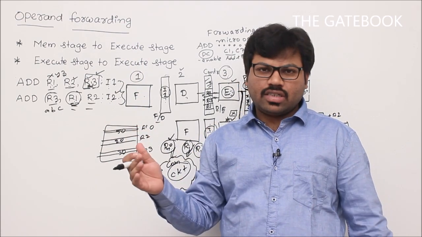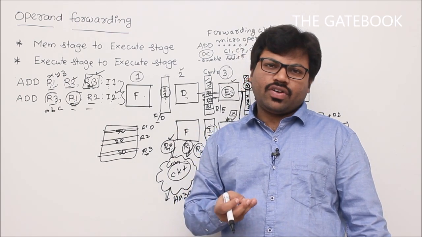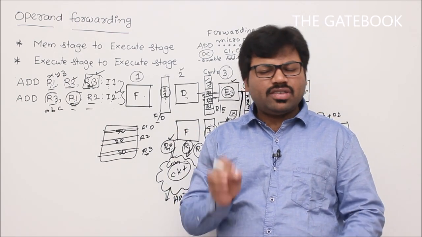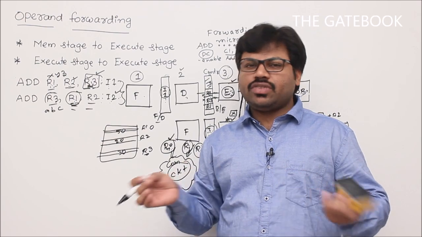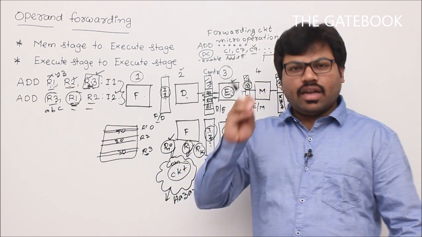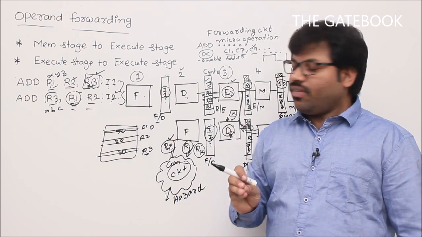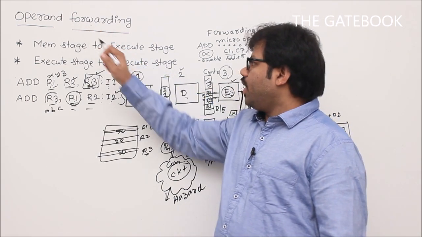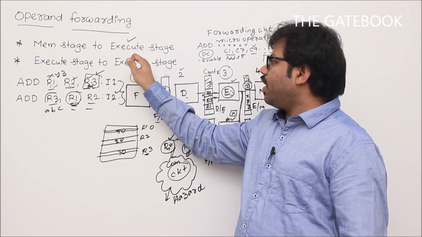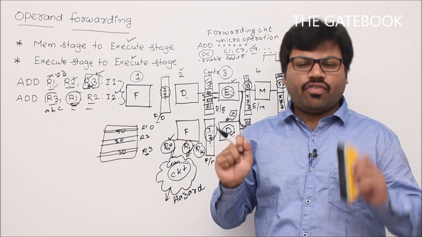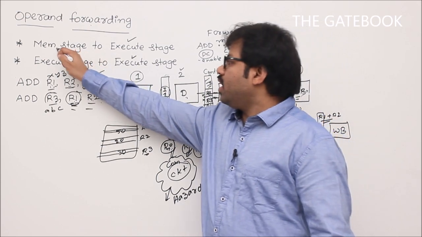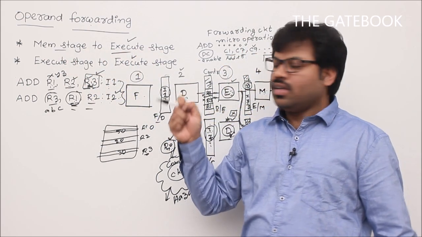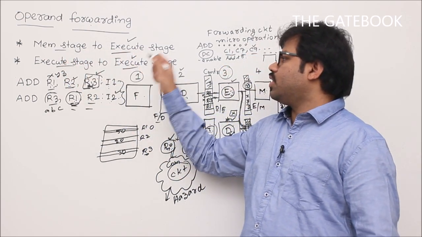Example, you have a load instruction. When will operand forwarding not work? If data is not available. Simple. If data is available, we can always go for forwarding. Whenever data is available, we do operand forwarding. Generally we do operand forwarding in two ways. How I forward the data is from the memory stage to execute stage, otherwise execute stage to execute stage.